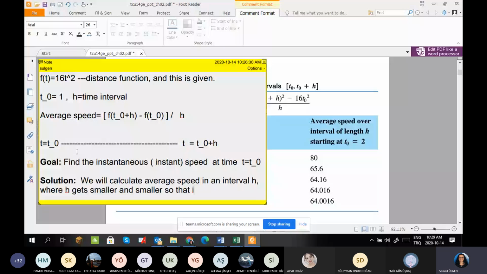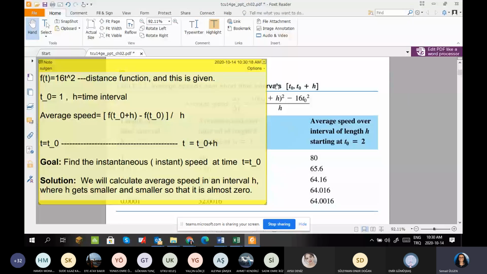Okay, so this time interval that we are saying here, if this time interval just gets closer and closer when we calculate the average speed, then we are going to get closer and closer to the exact value of the speed at time t is equal to t naught. Okay, that's the idea. That's why we have this table.